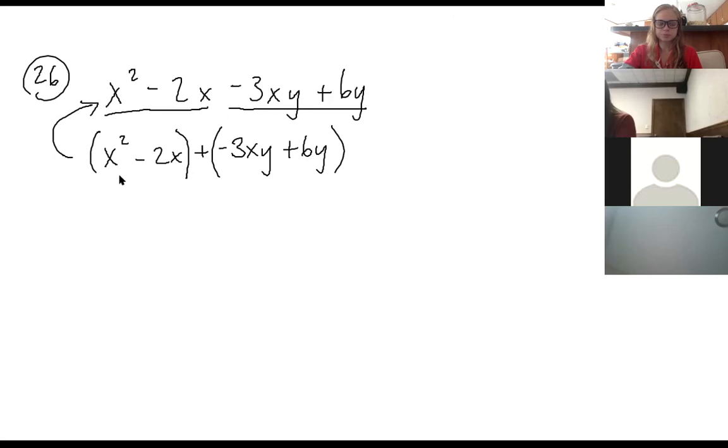Factor out x. Okay, so if I factor out an x, pull out an x, what am I left with? X minus 2. There we go. Plus, and what do I pull out here? Then negative 3y. Okay, so I pulled out a negative 3y. So that plus times a minus is going to be minus. So now I've got a negative 3y here. What am I left with?